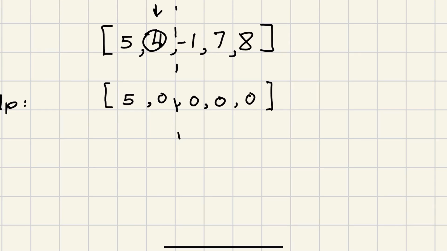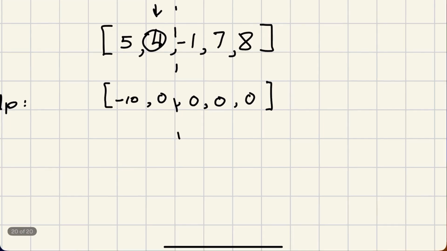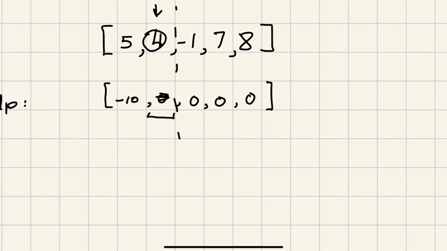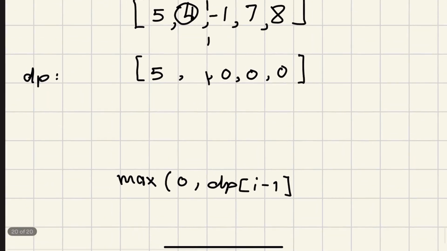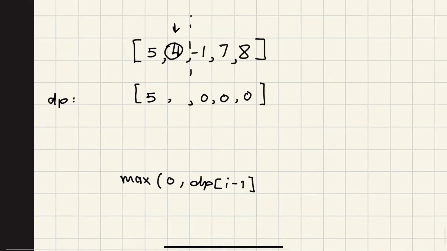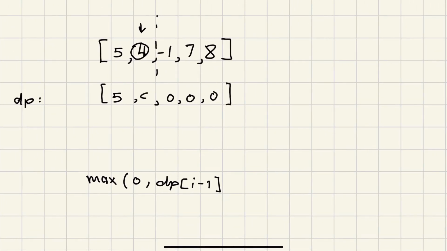But let's say this was a negative 10, for example. Well, it's negative, so actually we would rather add 0, because this subarray by itself, 0 plus 4, is bigger than 4 minus 10. So that's why we actually check the max between 0 and dp of I minus 1. Okay, well in this case this was a 5. And when we update it, well, we're checking the max between 0 and dp of I minus 1.